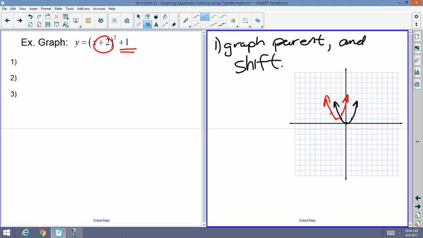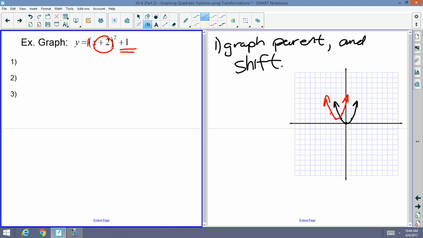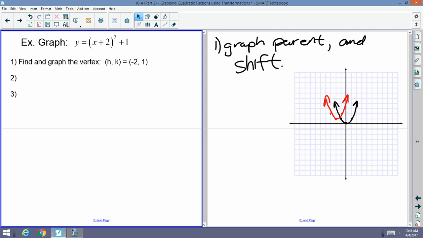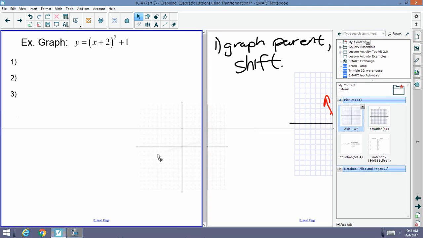Remember, make sure you know what your A is. In this case, the A was 1. Now, that's one way. The better way, in my opinion, is step 1: find and graph the vertex. So guys, let's find and graph the vertex.